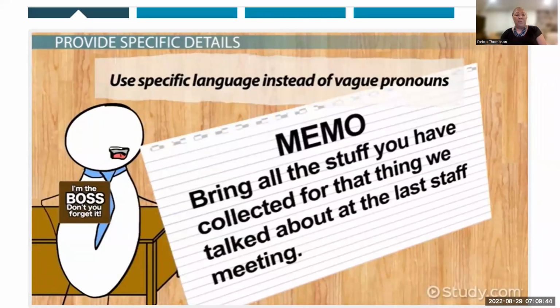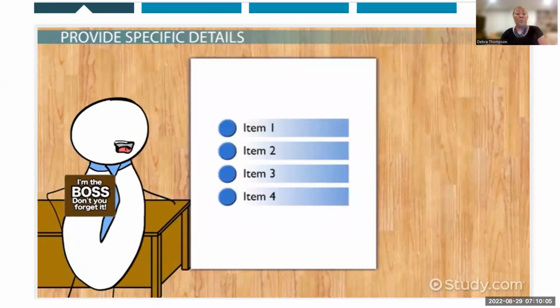For example, it's very important to use specific language instead of vague pronouns, as exemplified in this memo. Bring all the stuff you have collected for that thing we talked about at the last staff meeting. If you received a memo like this from your boss, you'd probably laugh. The boss would have been much more concise and much more specific had there been a list of the items he wanted brought or she wanted brought to the meeting.